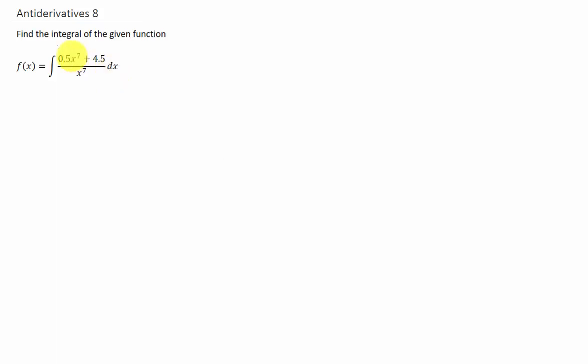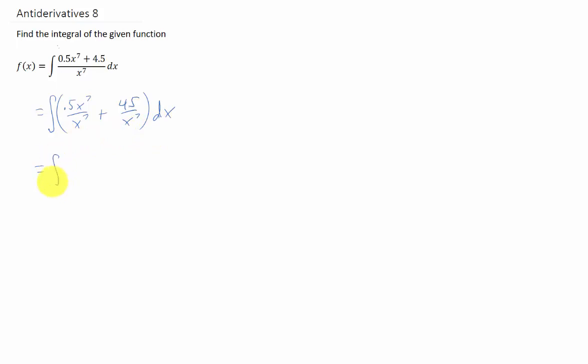But first, we need to think, what function could we take a derivative of to get this answer here? And I don't think it's obvious, so I think we need to do a little bit of algebra. I'm going to keep the same notation here. We can split up this numerator into 2 pieces, and we can find the integral or the antiderivative of this.